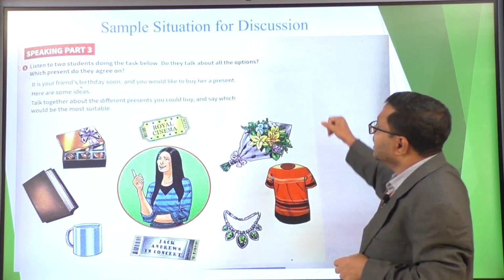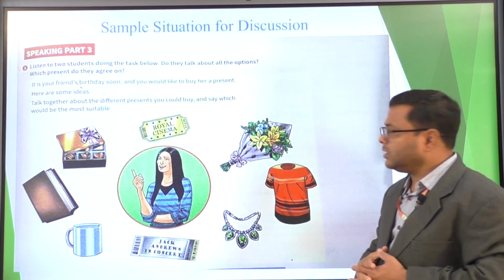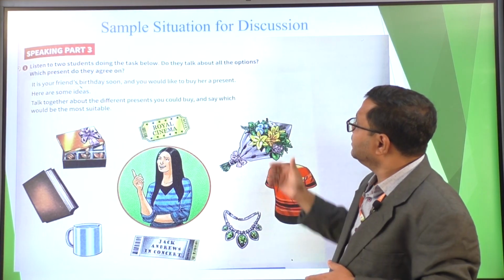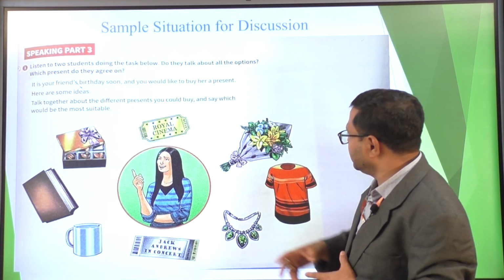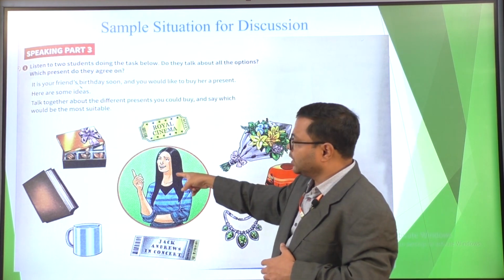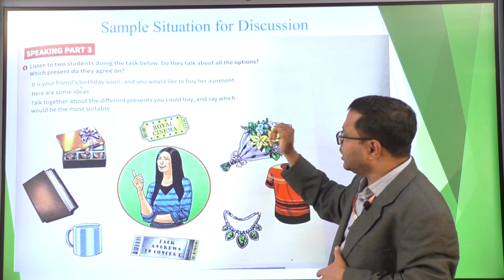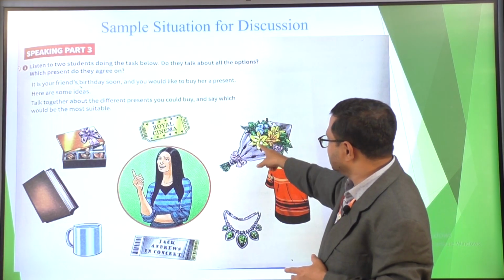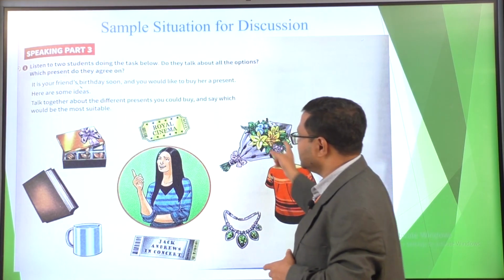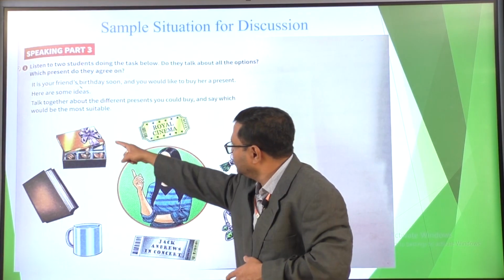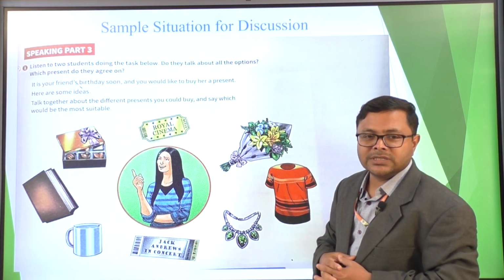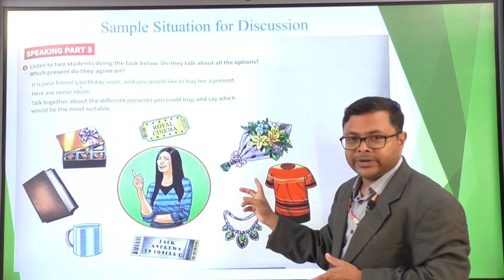Now this is a situation where your friend has a birthday. So what can be given as a birthday present? You have to select only one option among these. How many? 1, 2, 3, 4, 5, 6, 7, 8. Out of these 8 options, you have to select one.